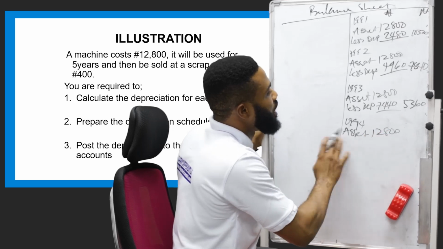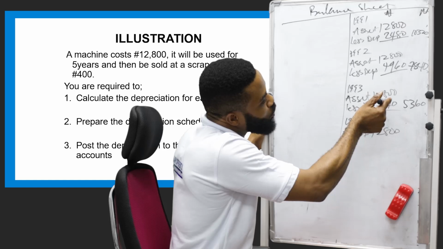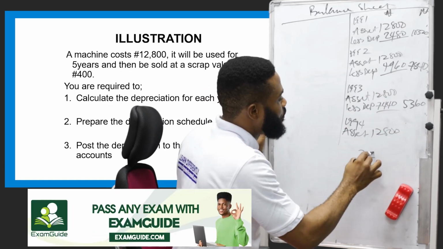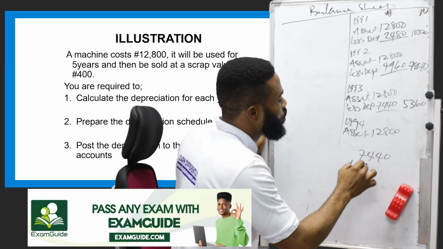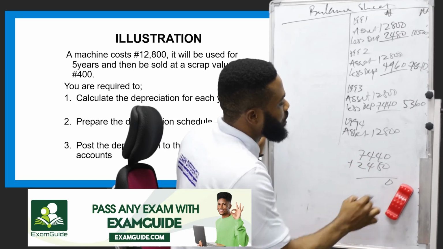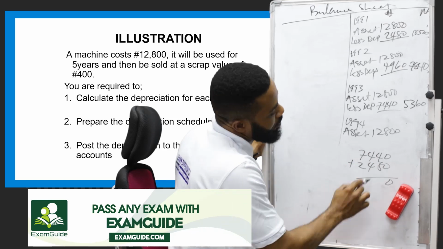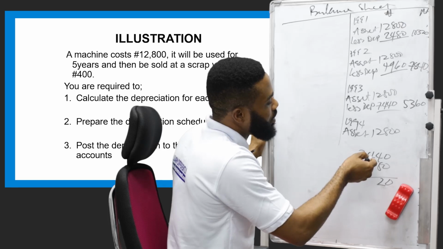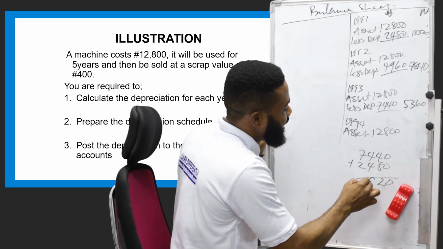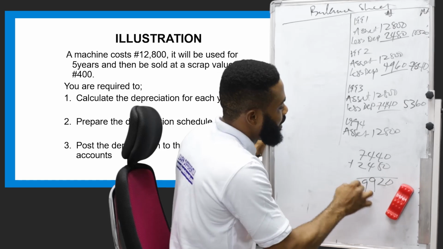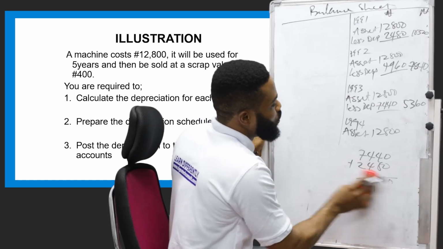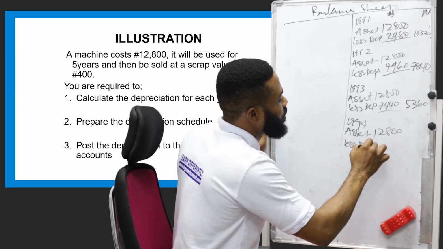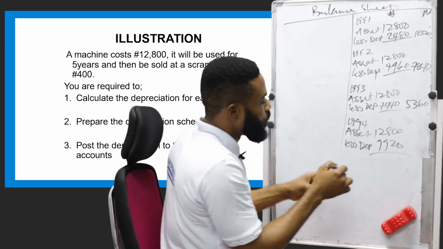You have 12,800 minus. Now you are going to add 2480 to this value again. We are going to add 7440 plus 2480. You have 0. This is 12. You carry 1. And then 1 plus this is 5. This is 9. You have 9920. So you have less depreciation 9920.